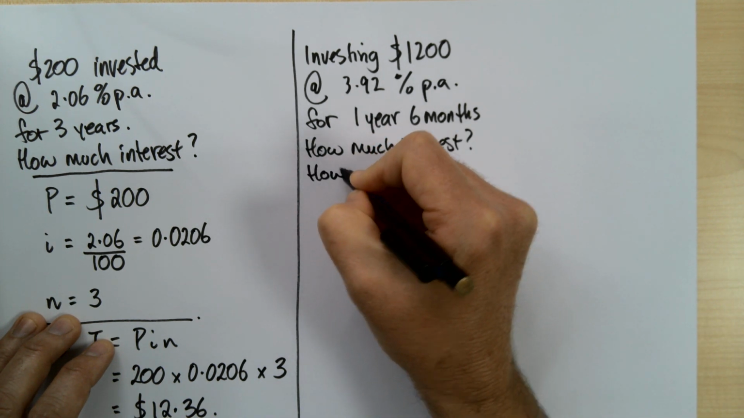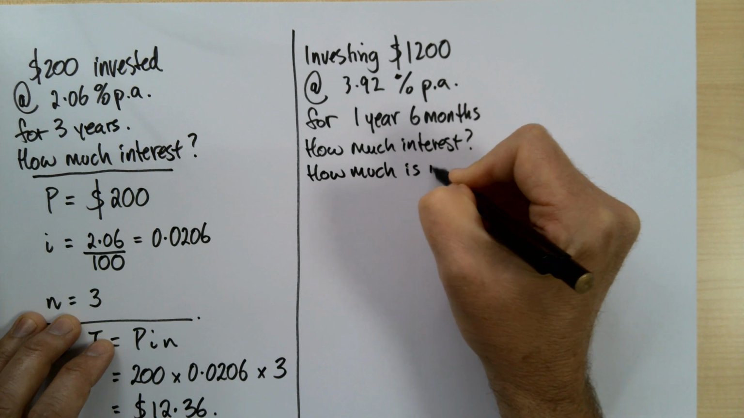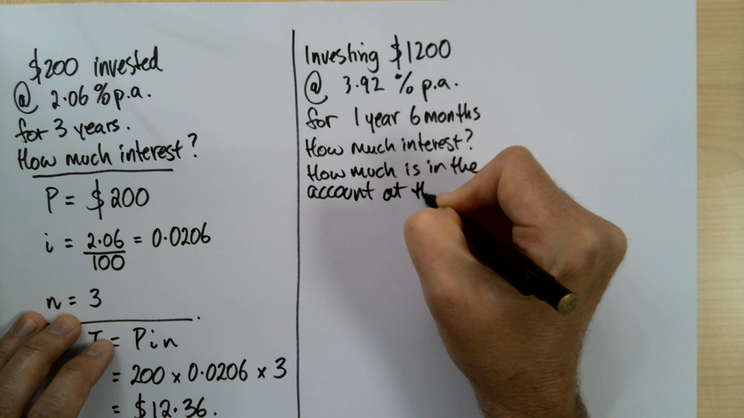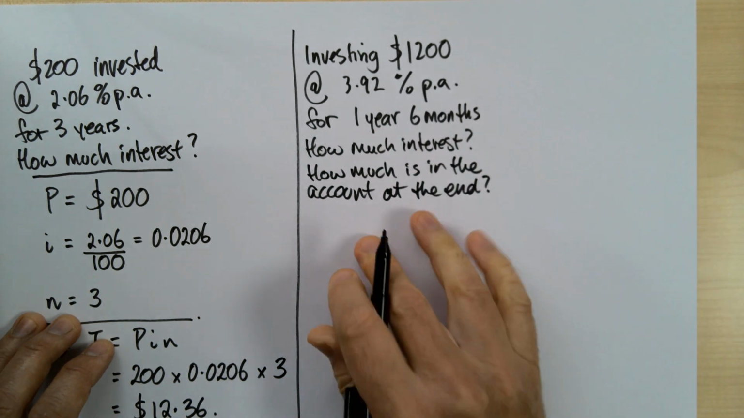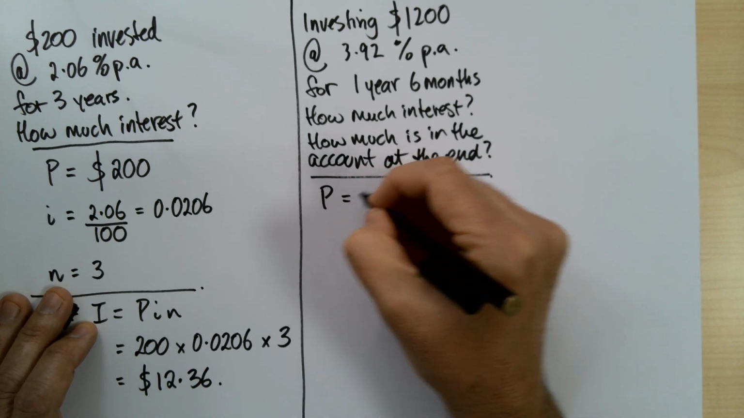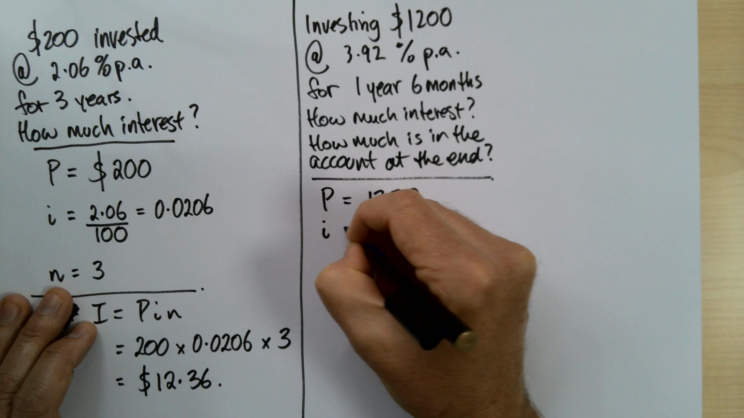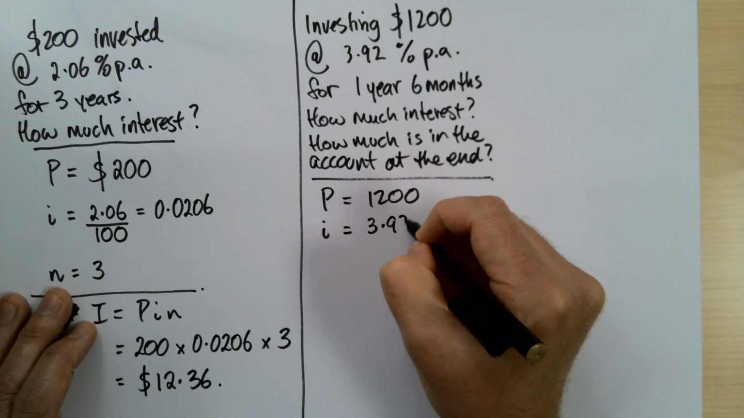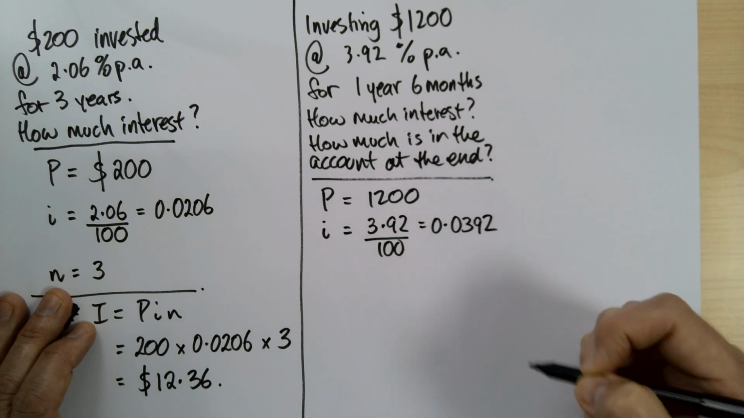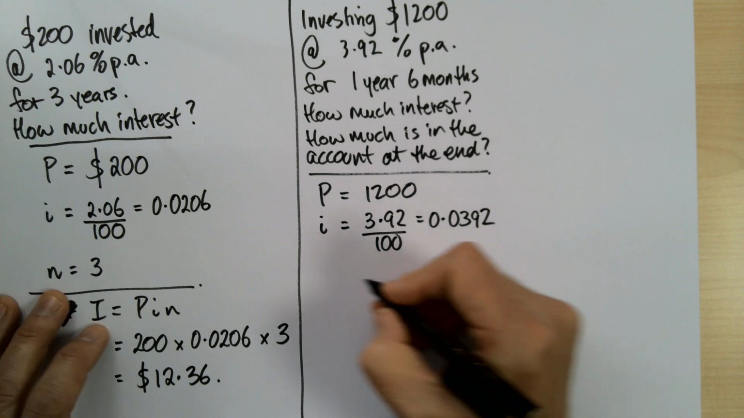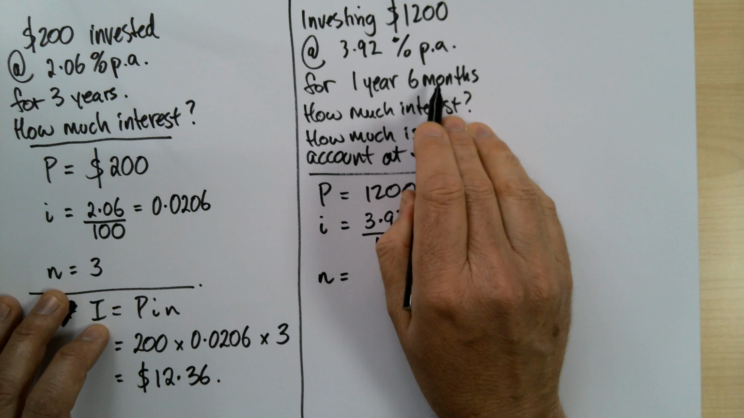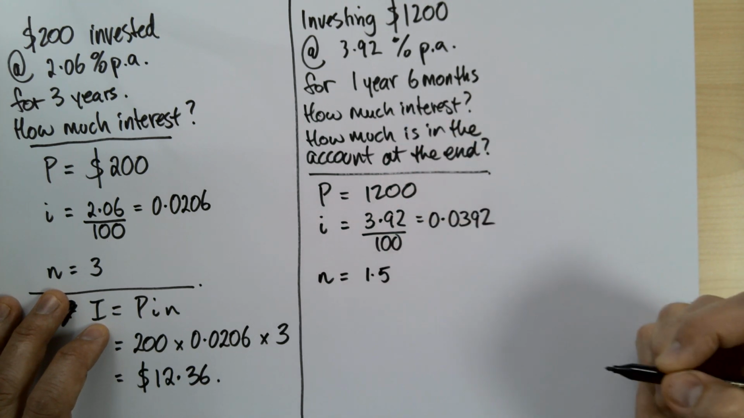And we'll ask how much is in the account at the end. So how much is actually sitting in this bank account at the end? All right, so let's look at this. P is 1,200, that's easy. Little I is going to be the bank interest rate divided by 100. Again, don't skimp on the decimal places. Put all the decimal places in. N is in years. So N is not 1.6. 6 months is half a year. So that's 1.5. Okay?